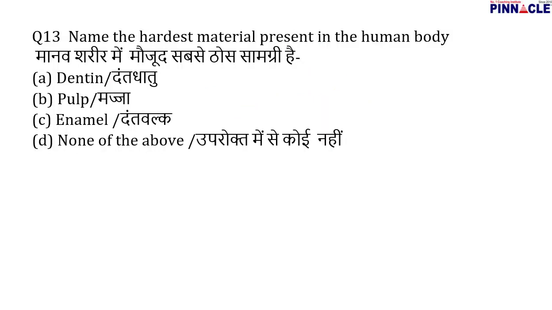Moving to question number 13, we have been asked to name the hardest material present in the human body. What is that particular material which is the hardest inside our body? The hardest material is enamel. Especially the tooth enamel is the most durable white outer covering of teeth, and it is basically made up of calcium phosphate, and it is the hardest material present in the human body. So for question number 13, C is the correct option.